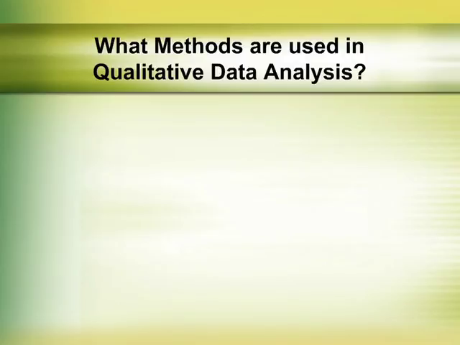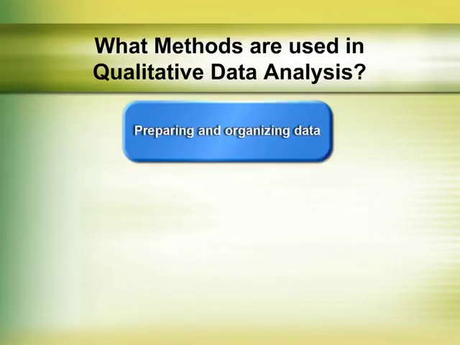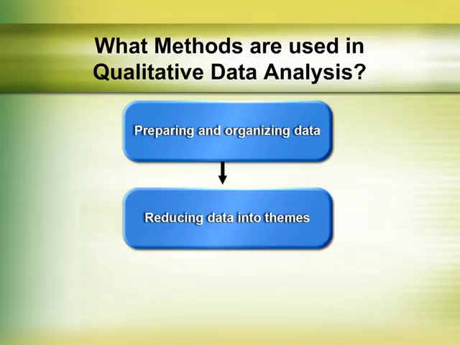Qualitative data analysis follows three basic steps. First, the researcher prepares and organizes the data. This could include transcribing interview notes, organizing field notes from observations, or ensuring all documents to be included in the analysis are present and available.